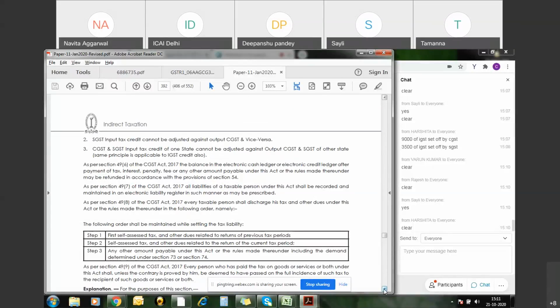So subsection 9. They are simply conveying that whatever is the leftover or the balance in the electronic cash ledger or credit ledger after making payment of tax, interest, fee, or any other amount payable under this Act or the rules made thereunder may be refunded in accordance with the provisions of section 54.